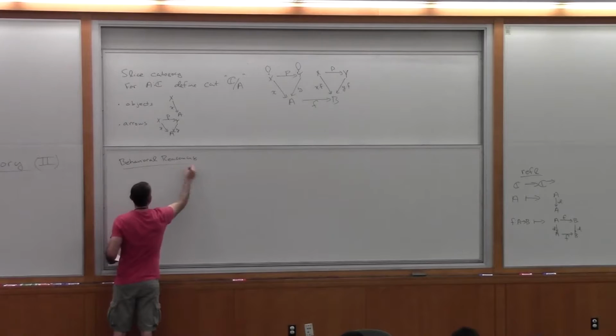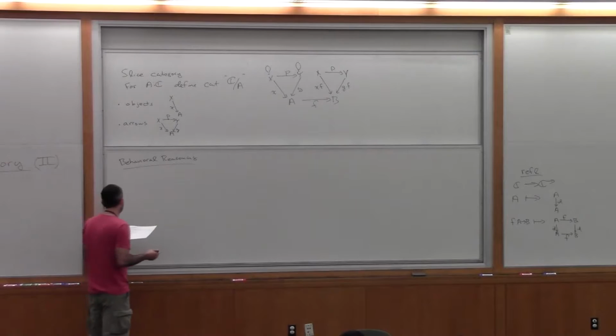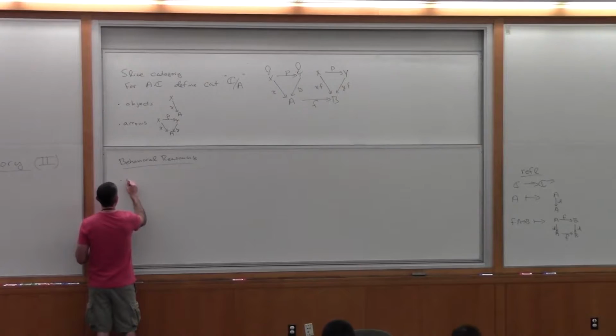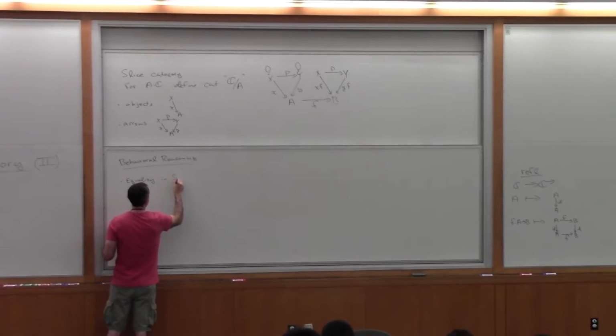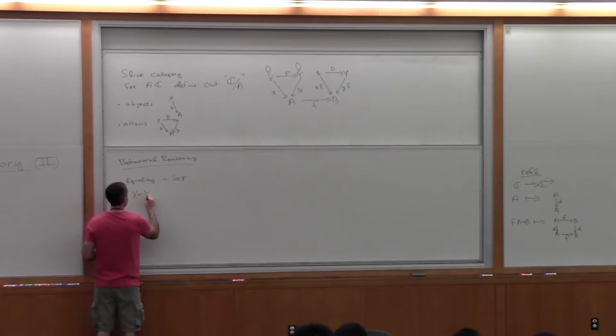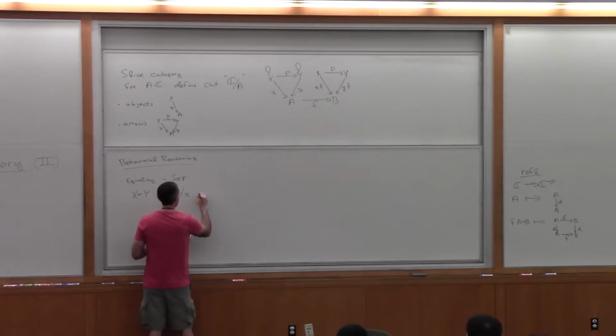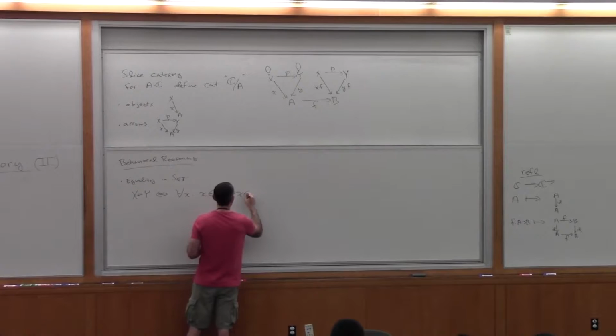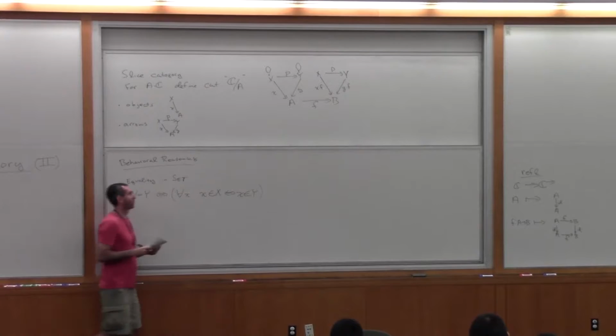OK, so let's go through a little mental exercise here. Let's think about what is equality in sets. Well, two sets are equal just in case for any element, it's in the first one if and only if it's in the second one. Right? Okay. That's what it means for two sets to be equal. This is extensional.